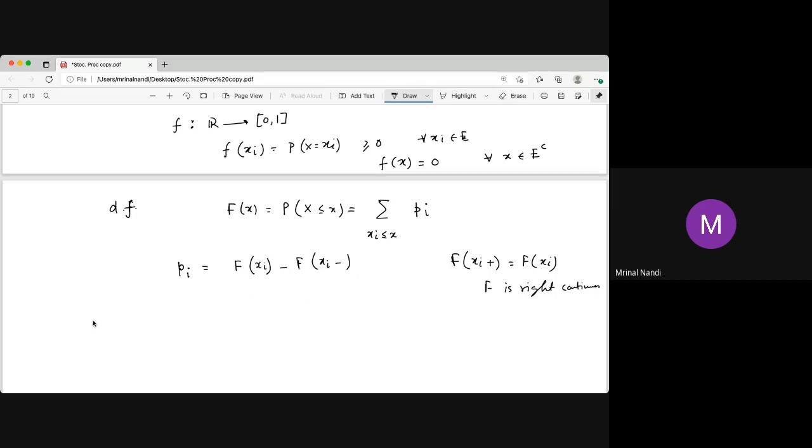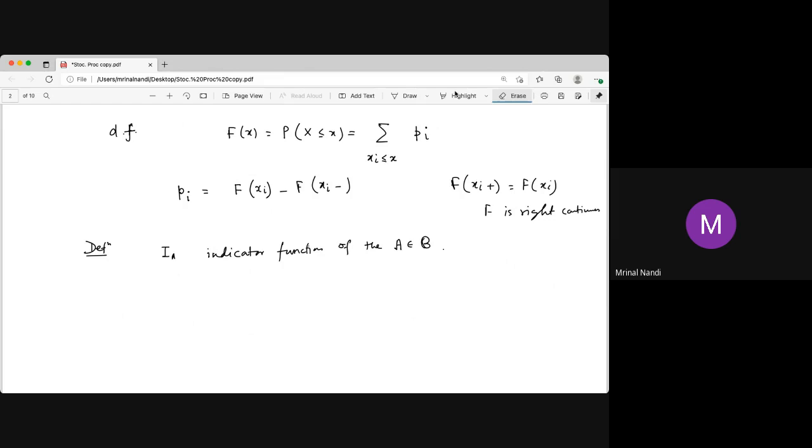Now we define a new function, a very important definition, called the indicator random variable. First we define I_A, the indicator function of the set A. It is a very important function. What is the indicator function of the set A? Say A is any Borel set. What is the indicator function?